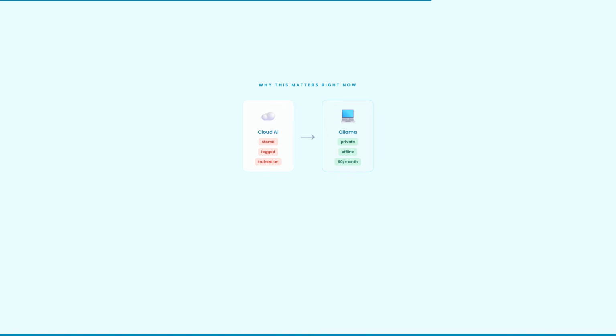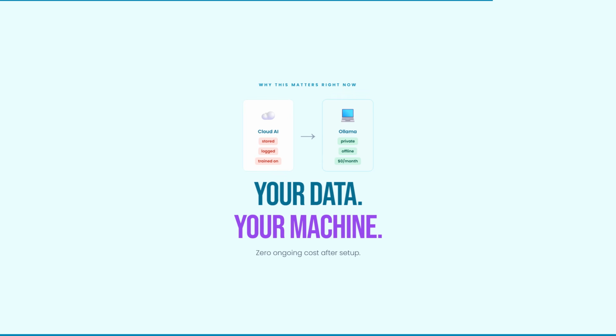Every prompt you send to a cloud AI is stored, logged, and sometimes used for training. Your private ideas aren't so private. Ollama flips that. Your code, your contracts, your private notes stay on your machine. Zero ongoing cost after the initial setup.